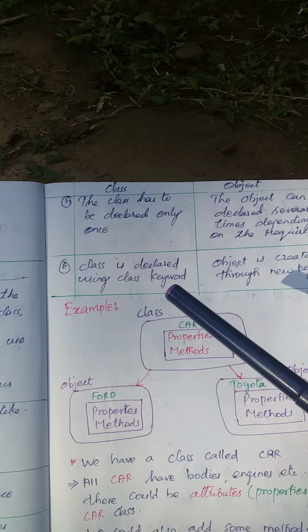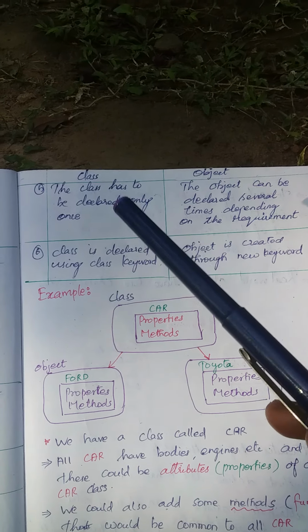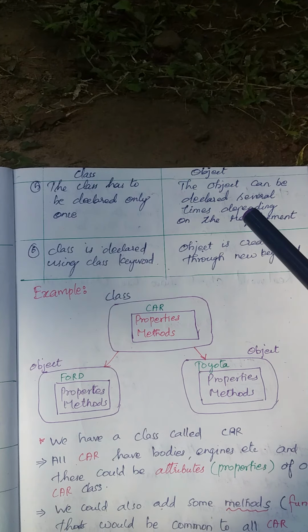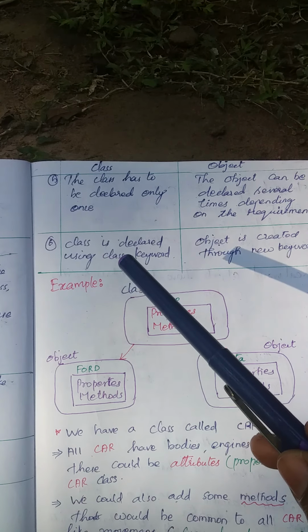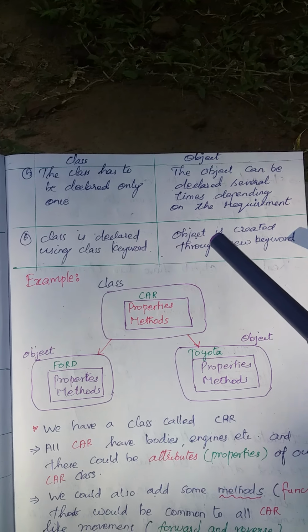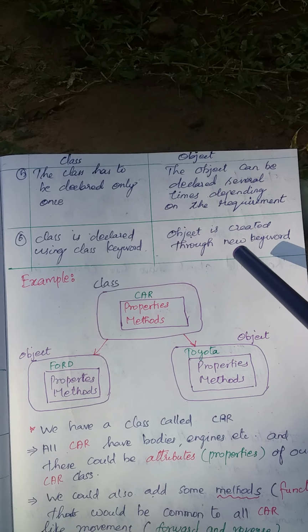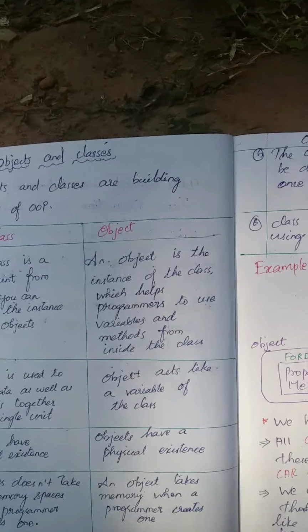A class is defined once. For that particular class, many objects may be declared. And the last one is, we use the keyword class to declare a class. To create an object we use the keyword new. So these are some basic differences between a class and an object.